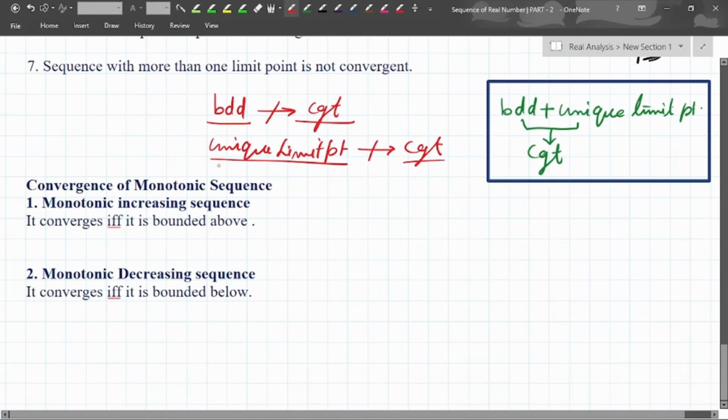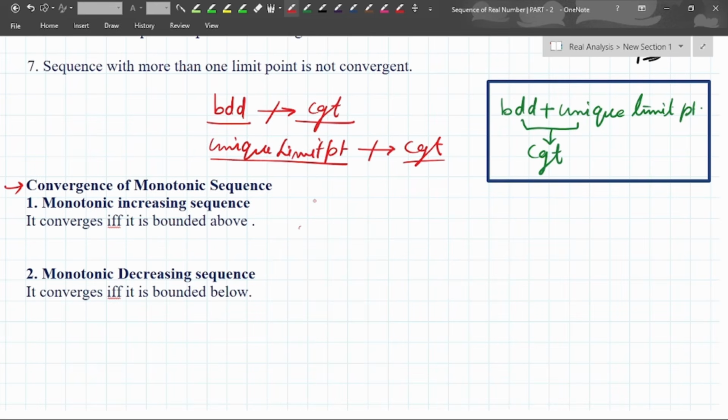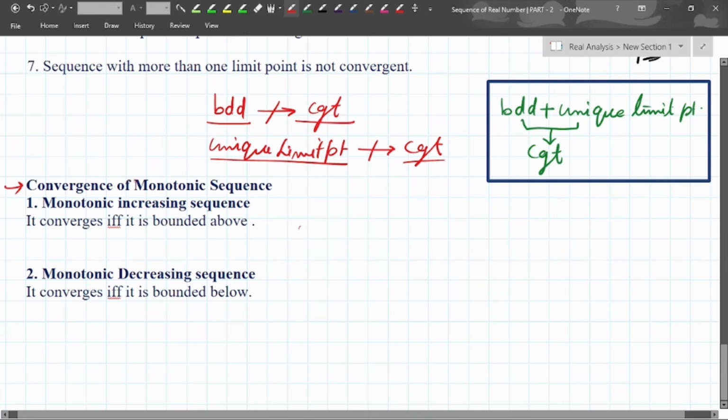Okay. Next, we have some point, that is convergency of monotonic sequence. A monotonic increasing sequence will be convergent only if it is bounded above. If it is not bounded, for example, n, it is unbounded above. Unbounded above means not convergent.